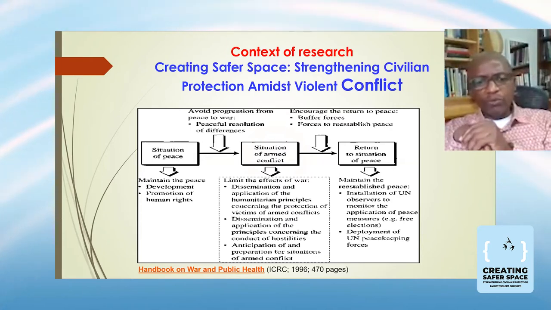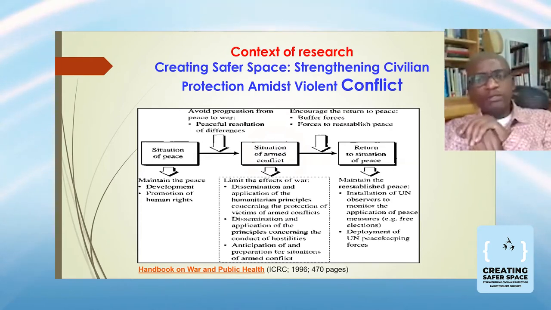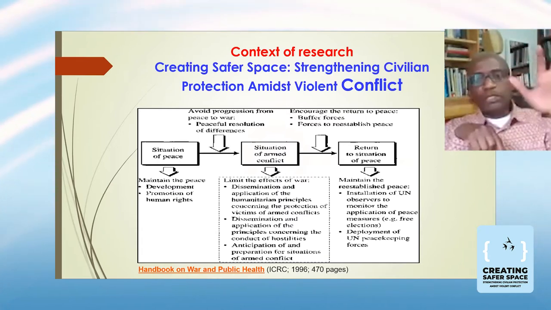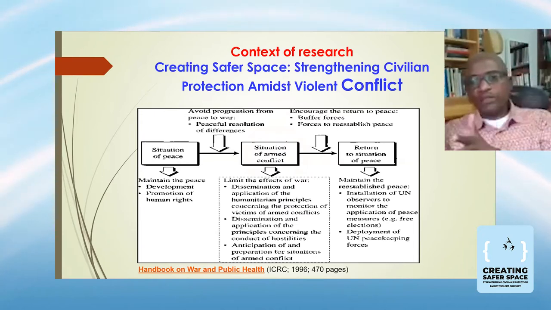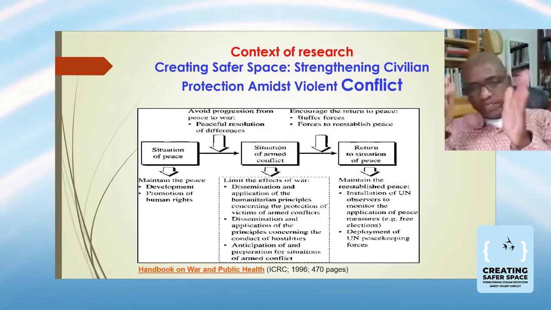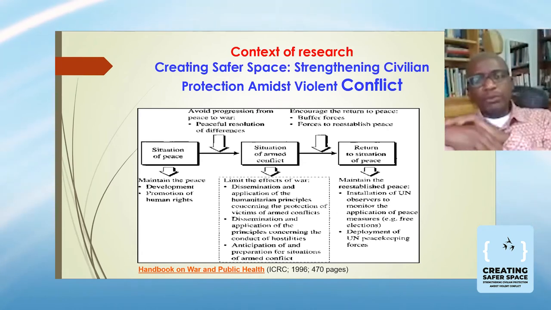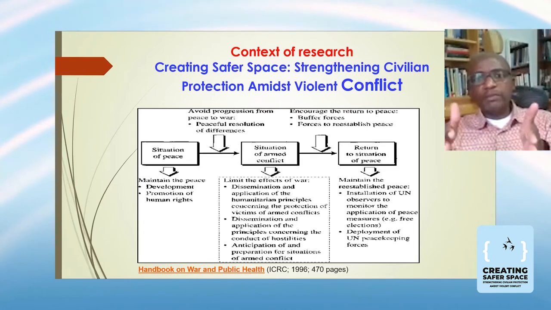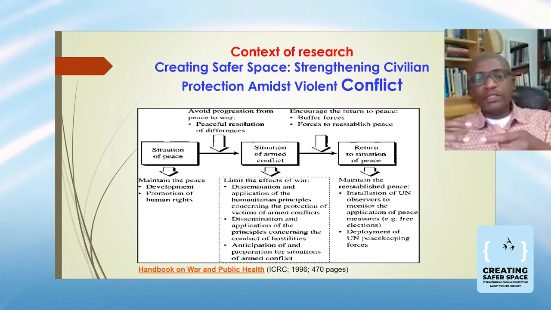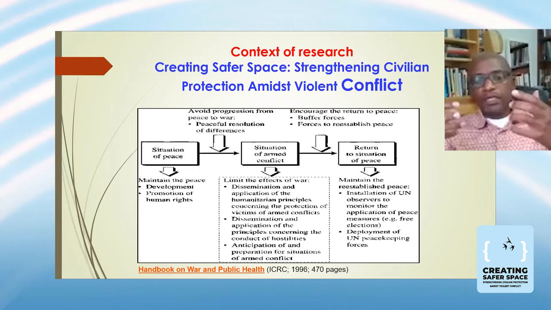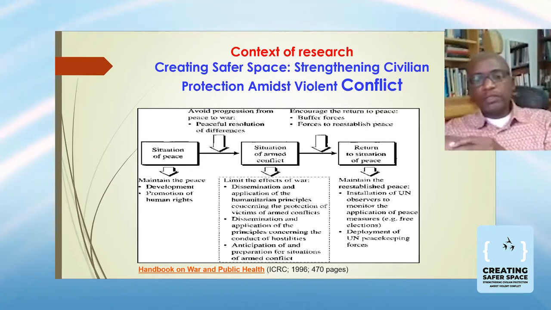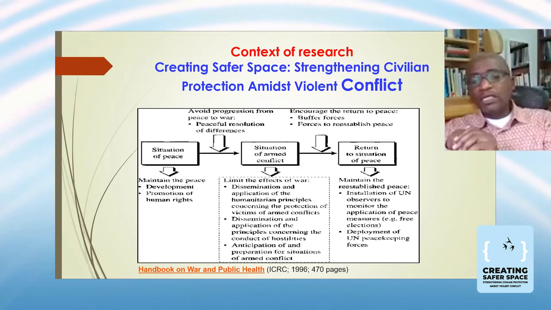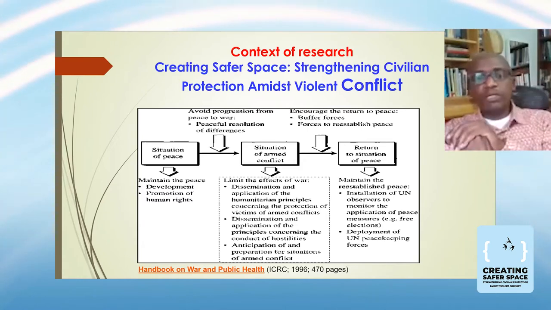On this handbook on war and public health, established more than 20 years ago, in terms of the distinction between the situation of peace and return to normalcy, it's in the middle here that we want to create the safer spaces in situations of armed conflict. We want to limit the effects of war on civilians particularly. And we talk very strongly on civilian protection as a key component of transforming that particular situation.